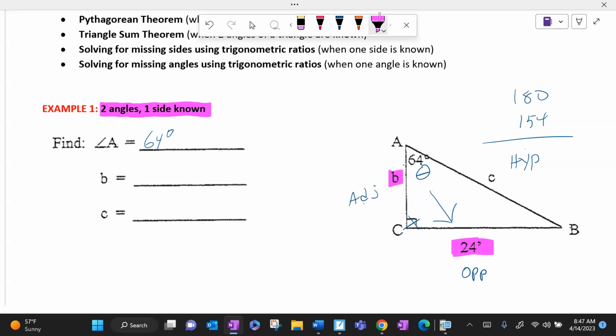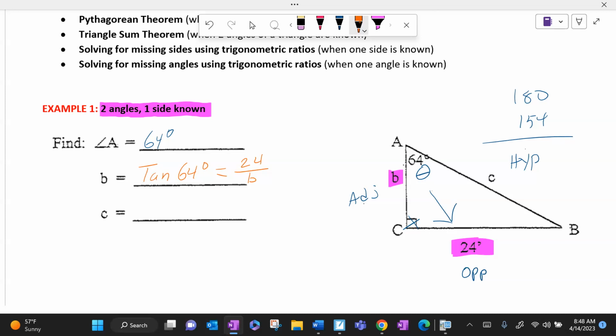So we have the opposite side, and we're looking for the adjacent side in this first part. So opposite over adjacent, right, should be tangent. So I'm thinking the tangent of our theta, 64 degrees, based on our reference angle, is going to be equal to 24 over little b, which is what we're looking for.